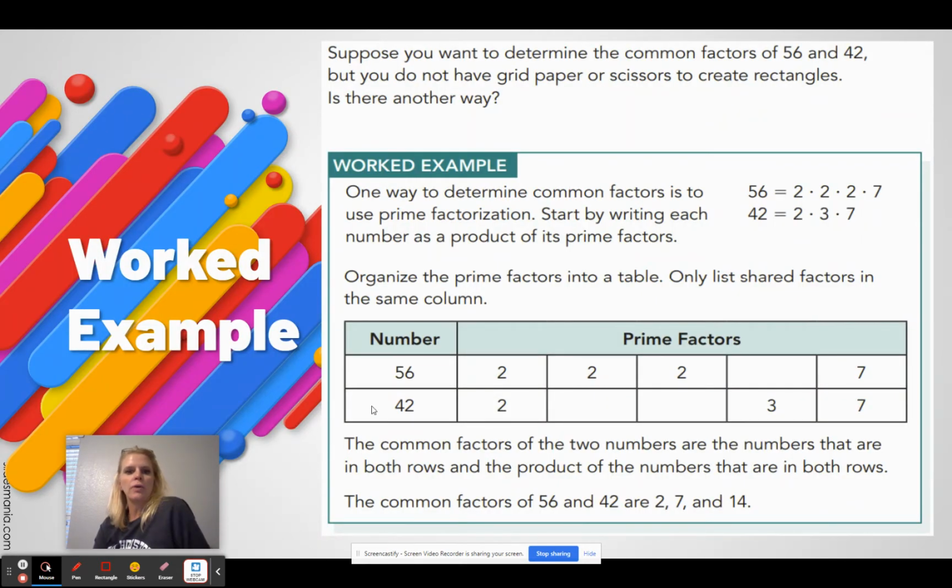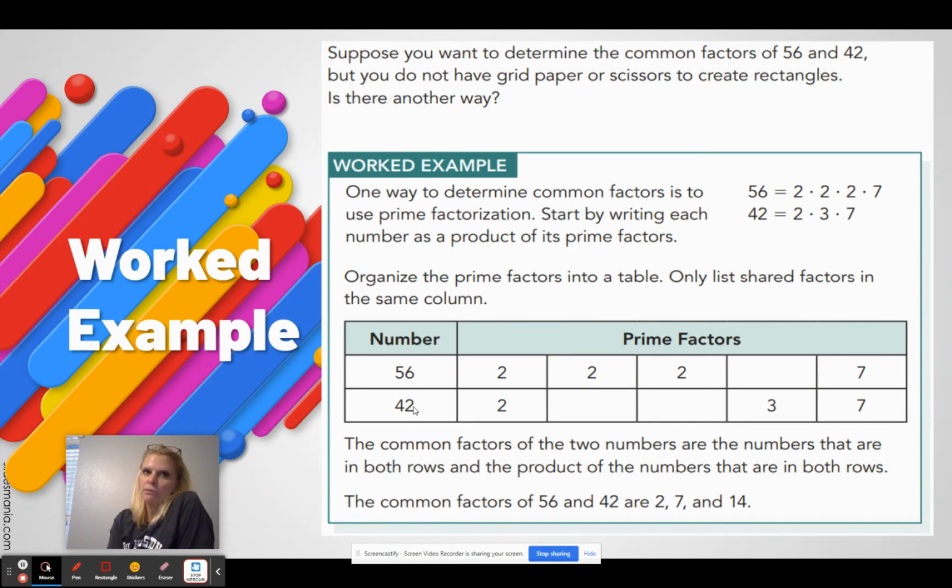If you look where it says worked example, it says one way to determine common factors is to use prime factorization. Start by writing each number as a product of its primes. When it asks you to write it as a product of its primes, it's asking you to put it in prime factorization. So let's say that we have the two numbers 56 and 42.